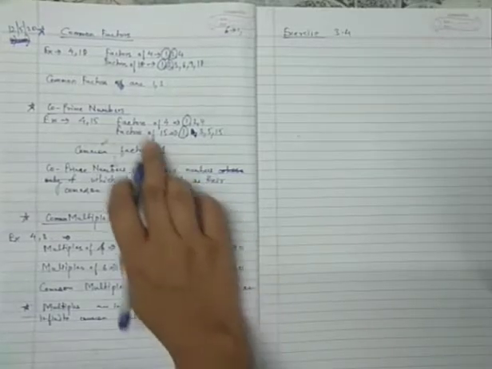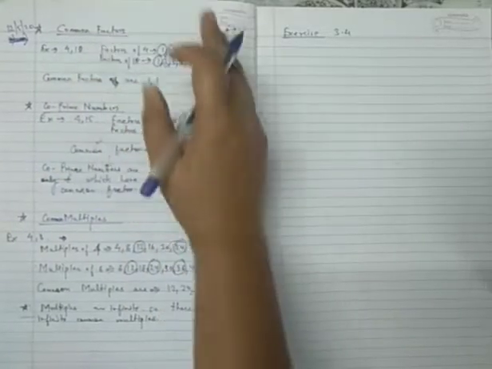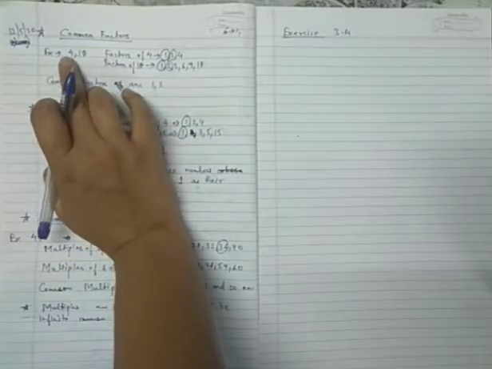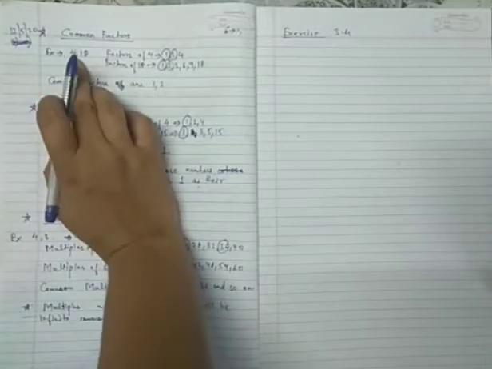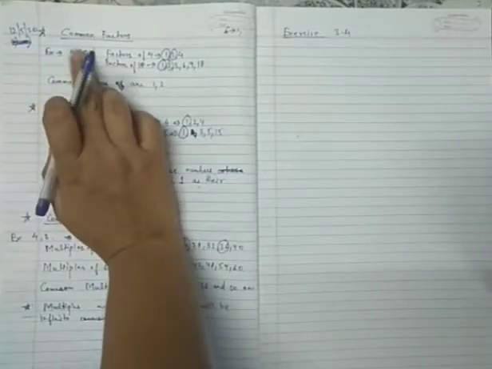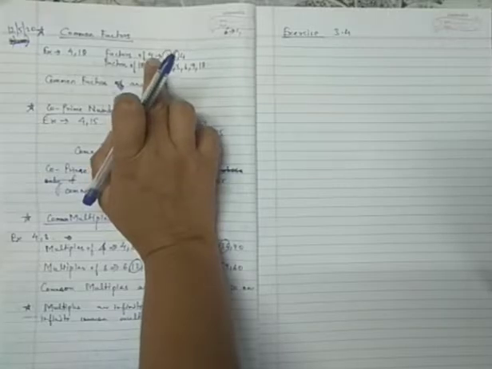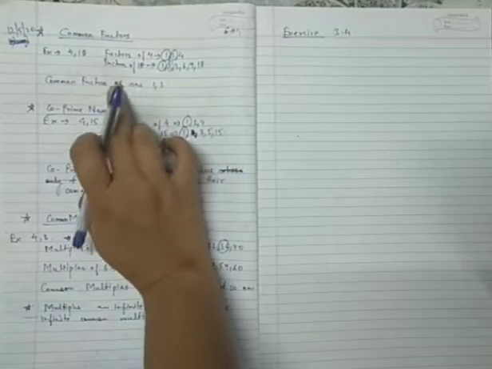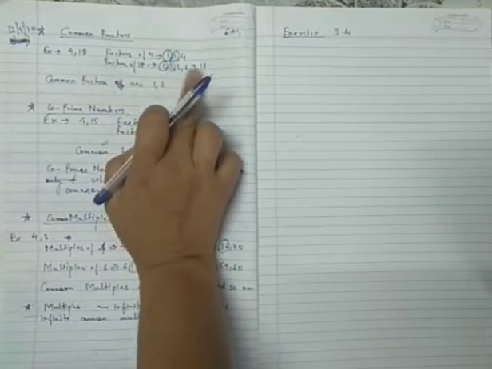So the first topic here is common factors. Now what are common factors? Suppose I have these two numbers as an example, 4 and 18. We have to find the factors of 4 and 18. First we will write the factors of 4. Factors of 4 will be 1, 2 and 4. And factors of 18 will be 1, 2, 3, 6, 9 and 18.